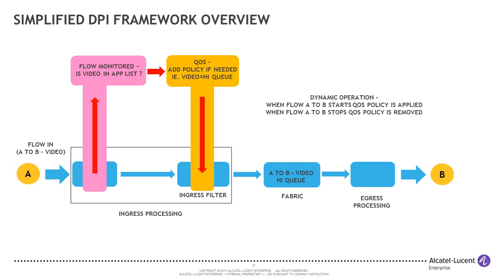And it gets prioritized on the ingress filter. And then it would just egress the switch, go into the output queue for the high priority, and then egress the switch on port B. So that's functionally how the DPI engine works within the 6860.